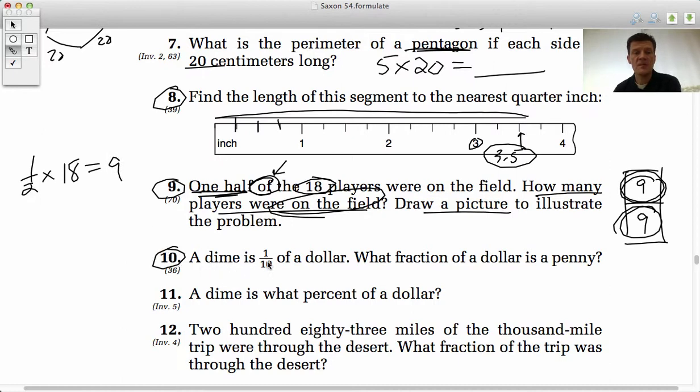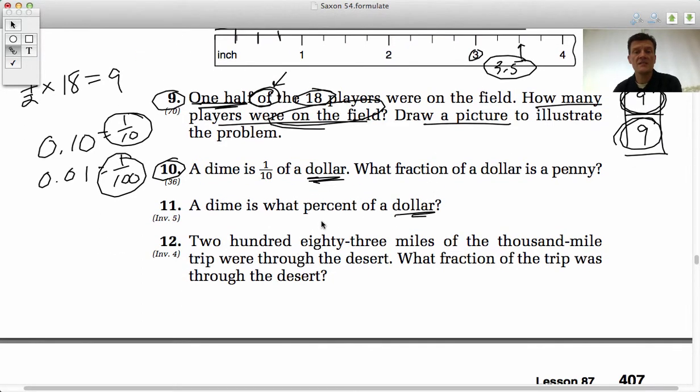Number 10, a dime is 1/10 of a dollar. What fraction of a dollar is a penny? So a dime is 10 cents, a tenth. A penny is 0.01. That is 1/100th of a dollar. A dime is 1/10. It takes 10 dimes to equal a dollar. It takes 100 pennies to equal a dollar.